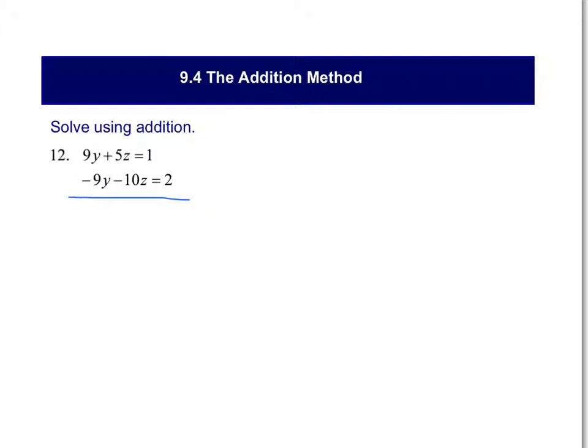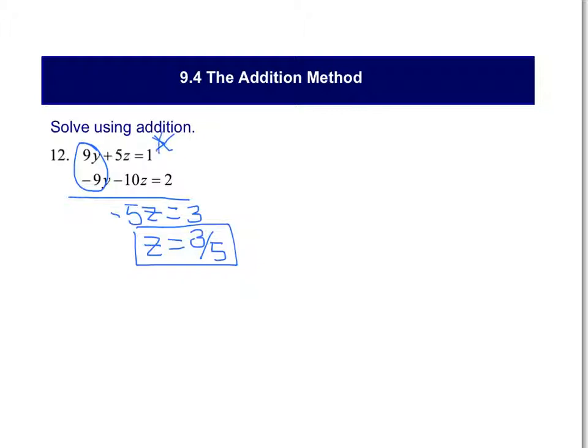Negative 9y and 9y is a 0. A 5z and a negative 10z is a negative 5z. 1 and 2 is 3. Now I'm going to get a fraction as the answer, but that's okay, right? Fractions are numbers too. So that is the answer for z. Now I need to substitute this into one of the equations to find y. Well, I notice it's 3/5, and I think I might use the first equation because 5 times 3/5 will reduce, okay? So I have 9y plus 5 times 3/5, which is the value of z, is equal to 1.